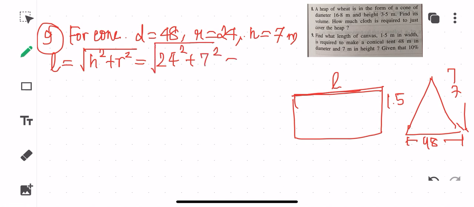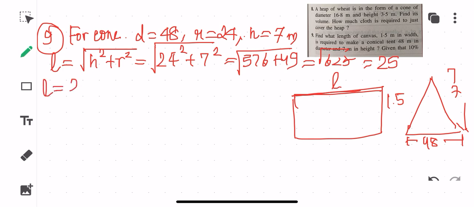Okay, so how much is this going to be? This is going to be, of course, 26, children. By now you all know already. So okay, no, 7 square, I thought it's 10, because 24 square is equal to 576, children, plus 49. So this is going to come out to be 625. Okay, so root 625 is equal to how much? Sorry, 25. So I am getting L, that is slant height, is equal to 25.